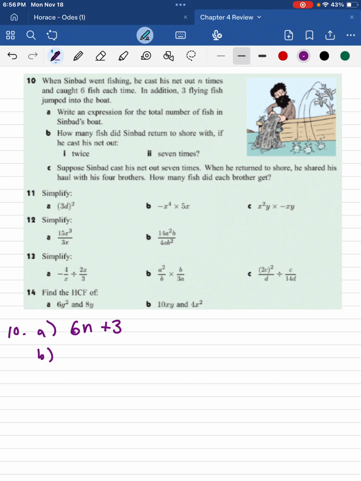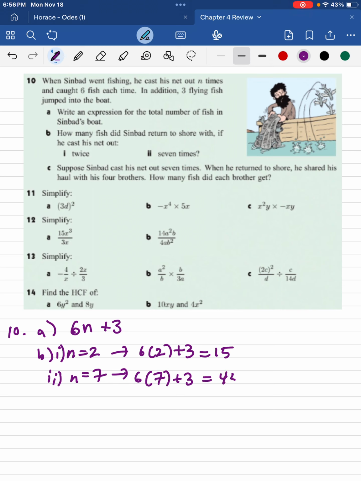How many fish did Sinbad return to shore with if he cast his net out twice? So here it's telling us that n is equal to 2, right? N is the number of times he throws it out. So n is equal to 2 for part I, and then part II, n is equal to 7. If n is equal to 2 here, we have 6 times 2 plus 3. That's going to be 15. If the n is 7 here, we have 6 times 7 plus 3. That's going to be 45.